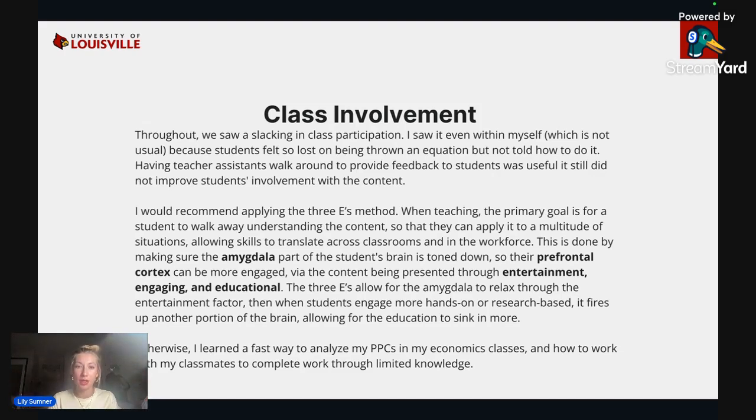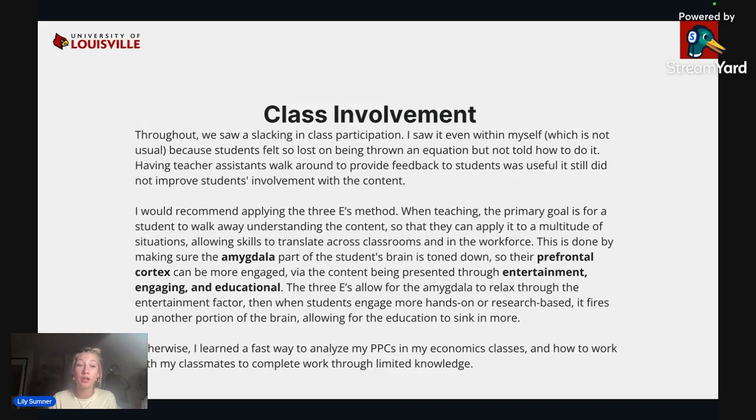and meet with. And then when students feel this kind of engagement, it also allows them to want to be more hands-on and research-based. And I also think that's very important, because then more of your senses, more parts of your brain are acting upon this. And I think when that happens, it also allows for the education to sink in more.